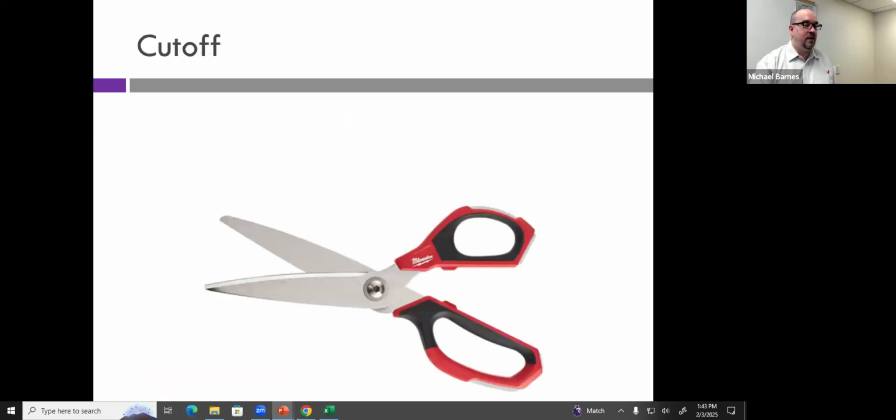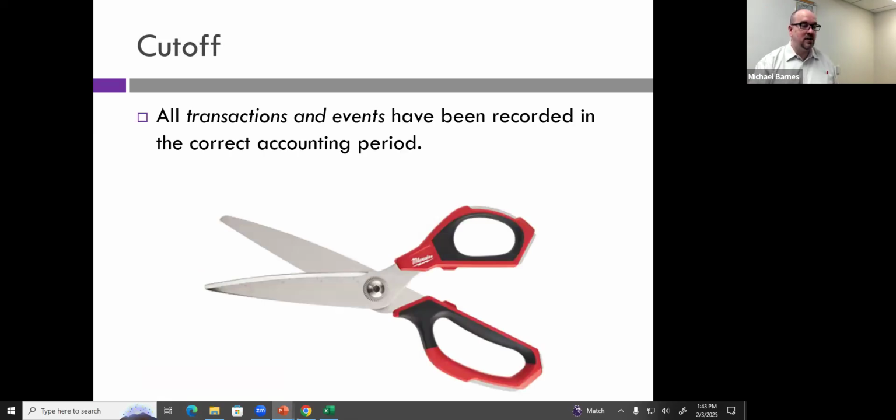All right, next we have cutoff. Cutoff, very simply, is that all transactions and events have been recorded in the correct accounting period. So it's a variation of another recording assertion, but this is saying that everything gets recorded in the correct period. You will notice that there's nothing about account balances here. This is just isolated to transactions and events. So what does this mean?